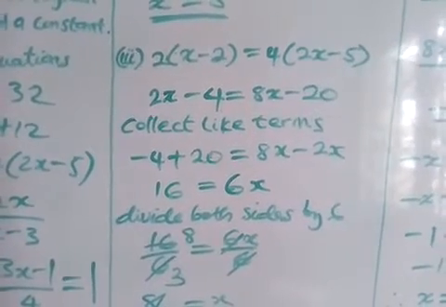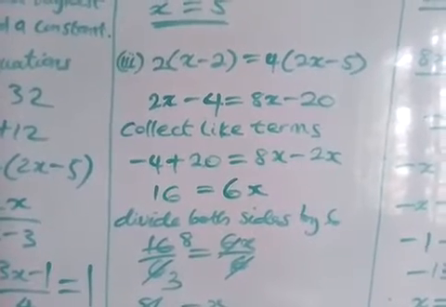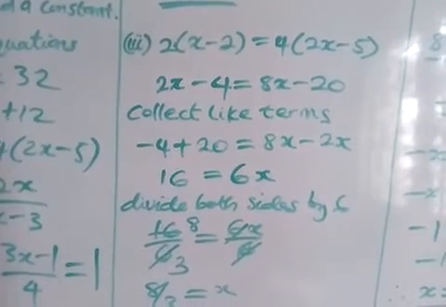Now, the next thing here is to collect like terms. We have 2x and 8x, they are similar. We have minus 4 and minus 20, they are similar. So we rearrange.